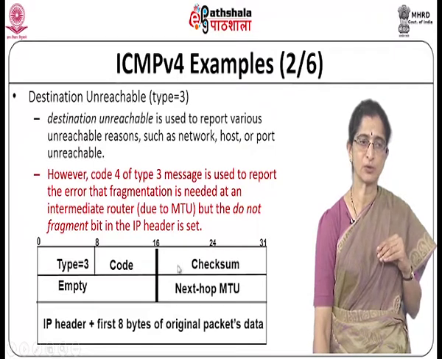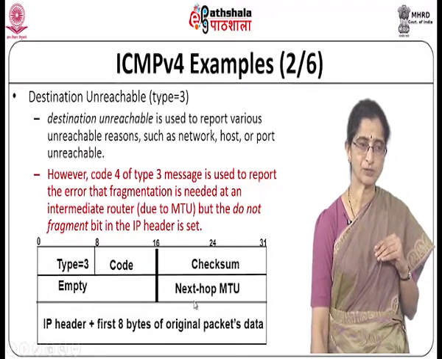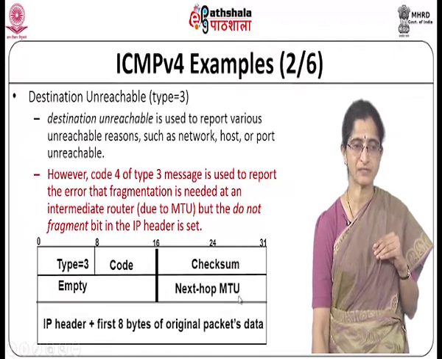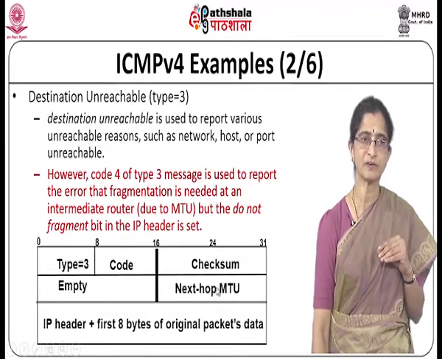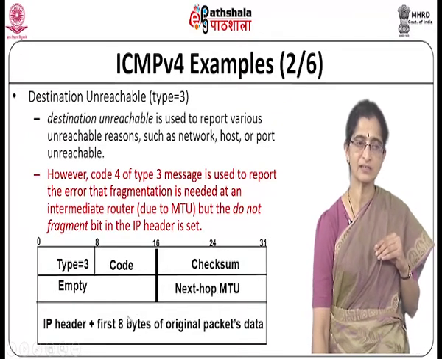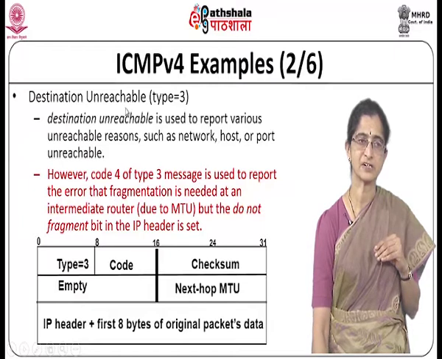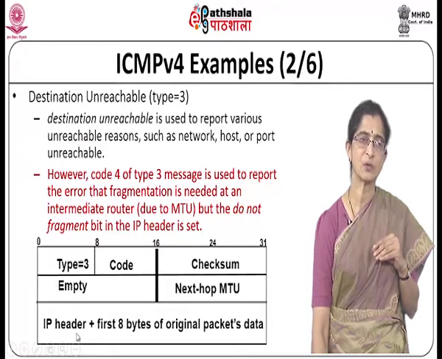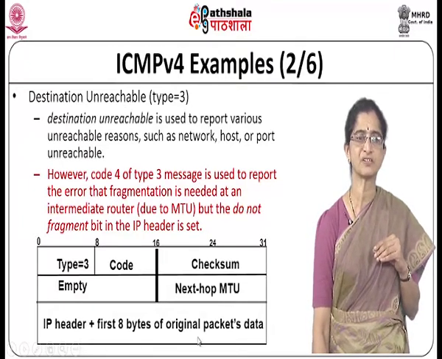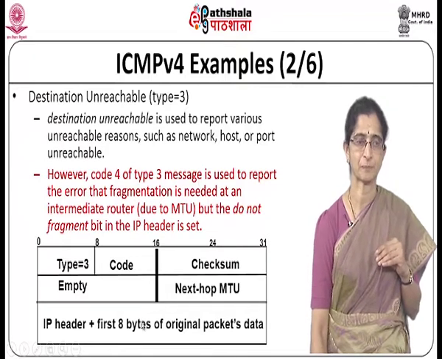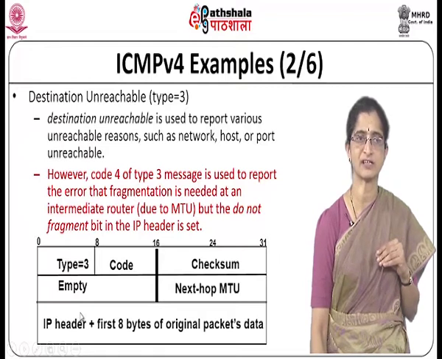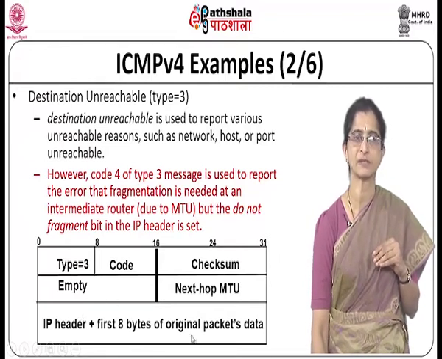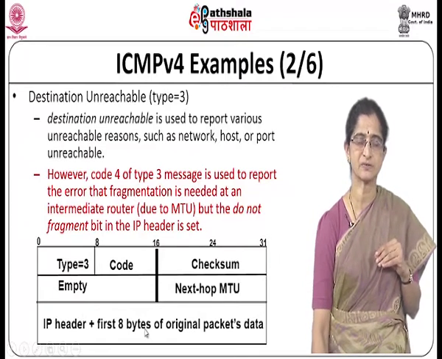You have the type and code fields, checksum. This field is empty. You have the next hop MTU. Now, the next hop MTU normally is specified if it is because of a fragmentation related option. Otherwise, all these destination unreachable messages, the type 3 messages, will have the IP header plus the first 8 bytes of the original packet's data. So, the packet which was not able to reach the destination, information about that packet is specified over here. You can see that this information is copied over here.